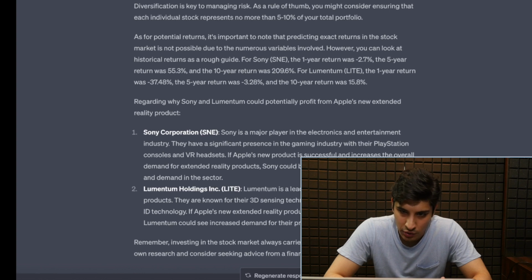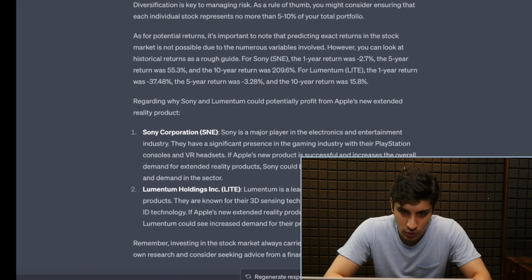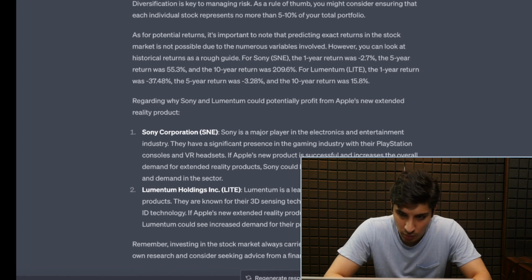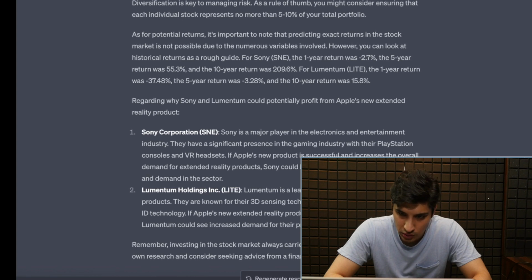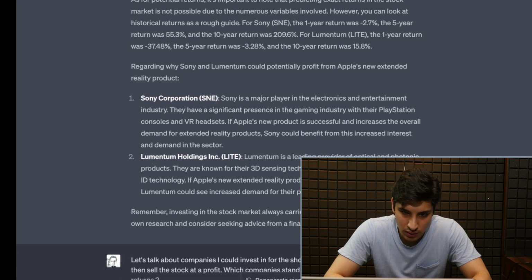Sony is a major player in electronics and entertainment industry. They have a significant presence in the gaming industry with their PlayStation consoles and VR headsets. If Apple's new product is successful and increases the overall demand for extended reality products, Sony could benefit from this increased interest and demand in this sector. Great, makes sense. Lumentum is a leading provider of optical and photonic products. They are known for their 3D sensing technology, which is used in Apple's Face ID technology. Okay, I didn't know this. If Apple's new extended reality product utilizes similar technology, Lumentum could see increased demand for their products.